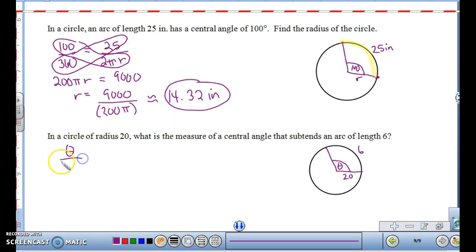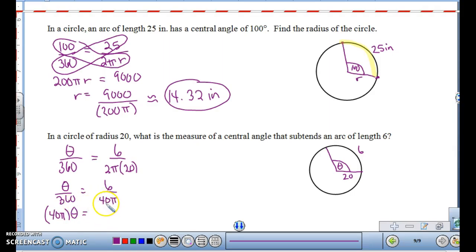Theta out of 360. This angle out of the whole is equal to the arc length, which would be 6, out of the whole circumference, which would be 2 times pi times r, which would be 20. So theta over 360 is equal to 6 over 2 times 20, which is 40 pi. When you cross multiply, you get 40 pi times theta is equal to 360 times 6, which is 2160.